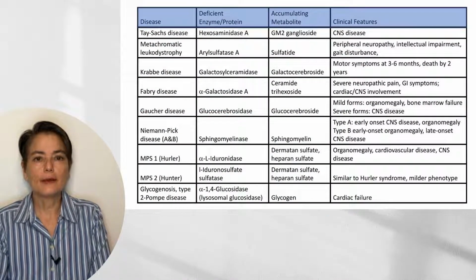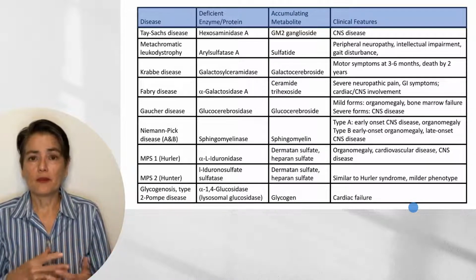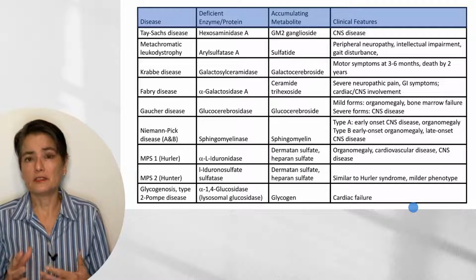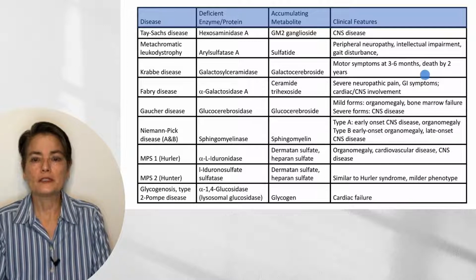I've also created a table. This is based on tables from Pathologic Basis of Disease, Essential Pathology, and Robbins and Kumar Basic Pathology, as well as some information from UpToDate, because I think this is a nice summary of the disease, the deficient enzyme and protein, the metabolite that accumulates, and what the clinical features are. Now keep in mind that because there can be a variety of different mutations, some of these mutations cause more severe disease, so you don't always see all of these clinical features in any individual patient.